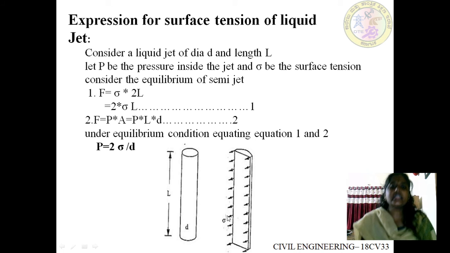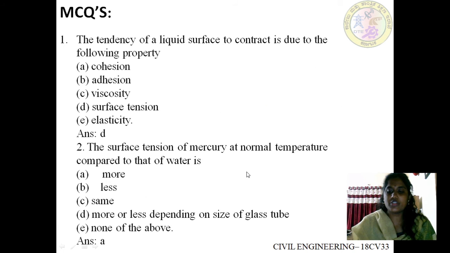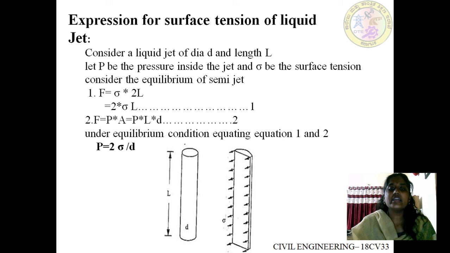Let us consider a liquid jet of diameter D and length L. Here I have considered the semi jet, half of the jet, to show clearly the surface tension force. Let P be the pressure inside the jet as usual, and sigma be the surface tension force acting along the surface of the jet.